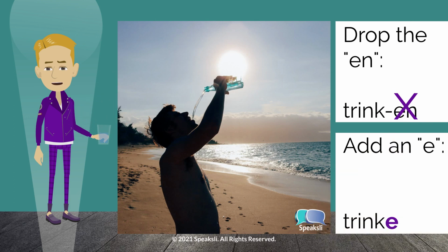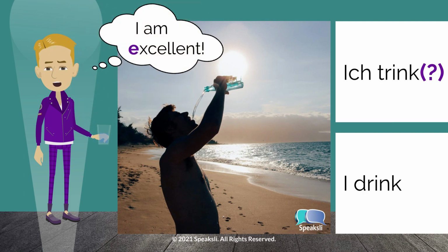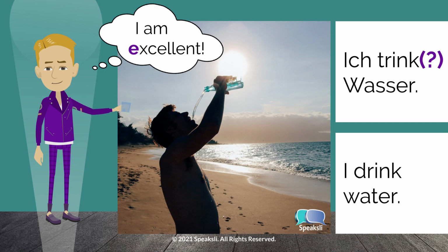when talking about yourself. Because you are, for excellent. So never forget the e at the end of verbs when you're talking about yourself. Ich trinke. I drink water. Ich trinke Wasser.